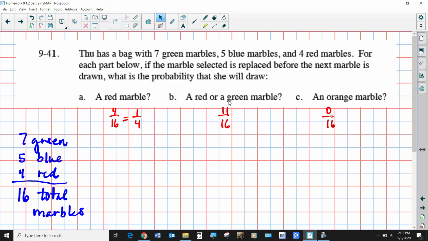Red or green. So there are a total of 4 red and 7 green. So if you pull either one of those, that's a winner. So you've got a total of 11 winners there. So 11 desired outcomes out of 16. That fraction's already in simplest form. And 0 orange. There are no orange marbles in there, so it's impossible to get an orange marble. That would be 0 out of 16.